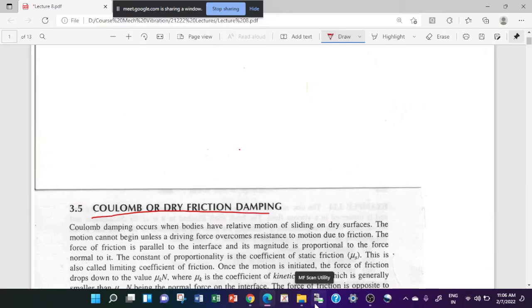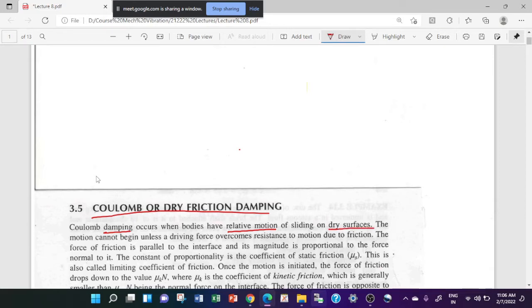I am starting this lecture. This is about Coulomb's or dry friction damping. It is the last topic of this chapter. So you will be getting some damping when the two bodies which are moving over each other have some relative motion on some dry surface.